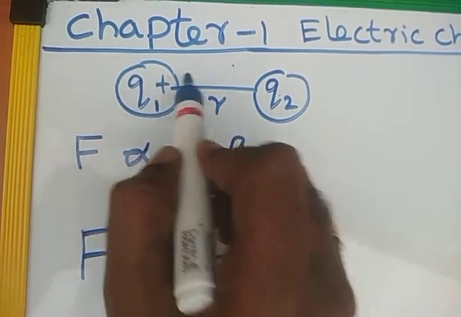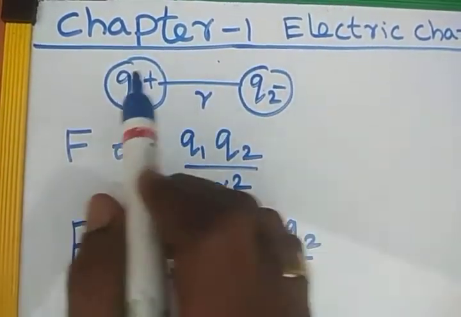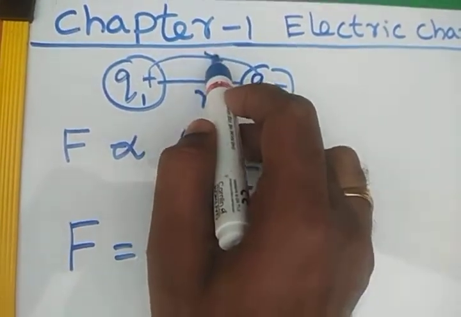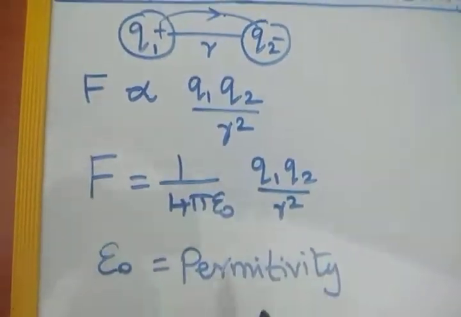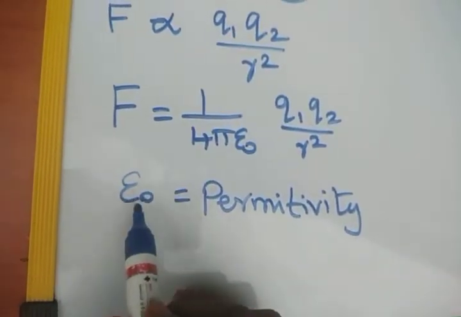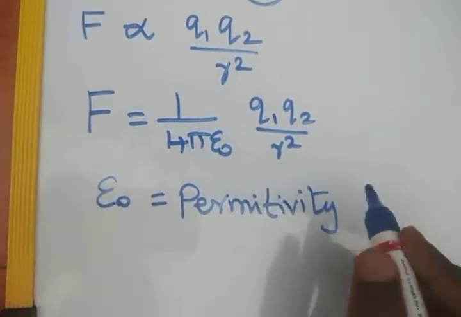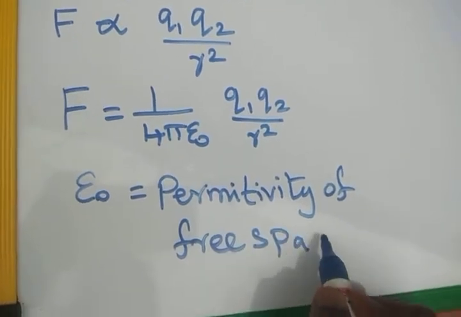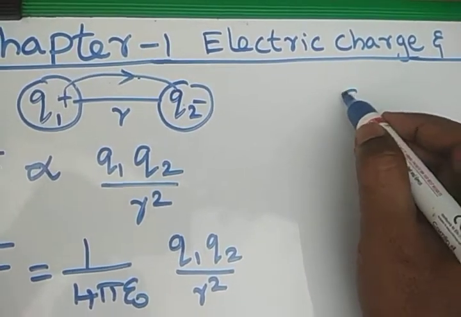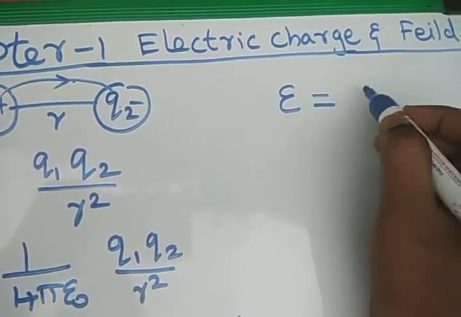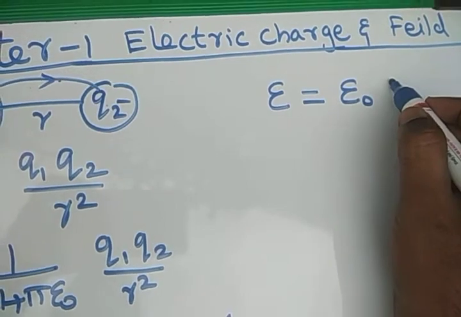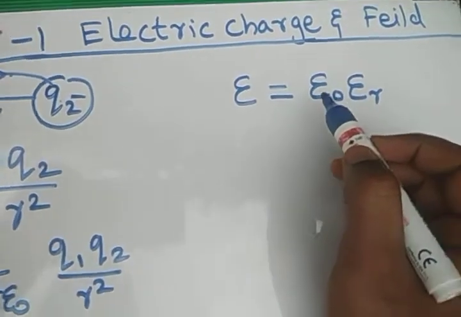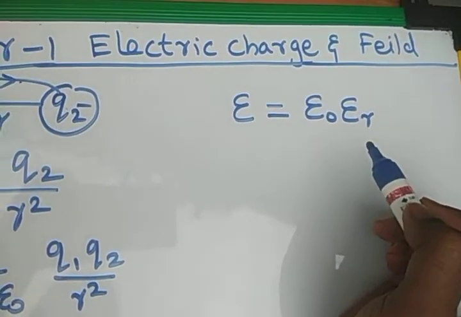Let us assume this is a positive charge and this is a negative charge. The force of attraction will not happen unless the electric lines are allowed to pass through this medium. Coulomb considered this medium to be free space, so the constant epsilon naught is the permittivity of free space. If we want to conduct the same experiment in a medium, we need to substitute the permittivity of that medium. The permittivity of the medium is equal to the permittivity of free space times the relative permittivity.